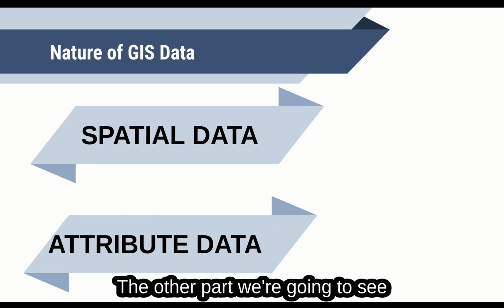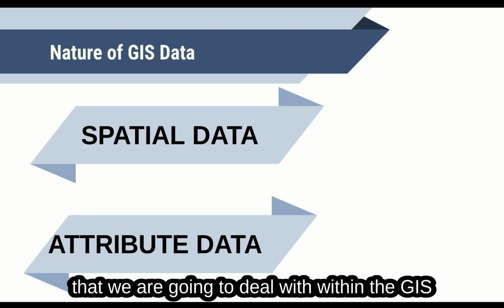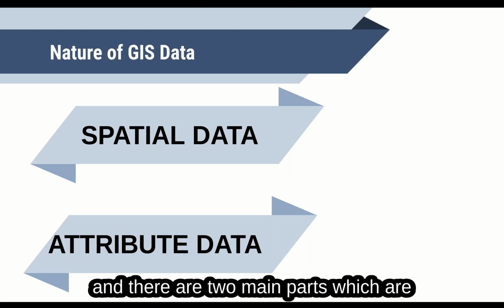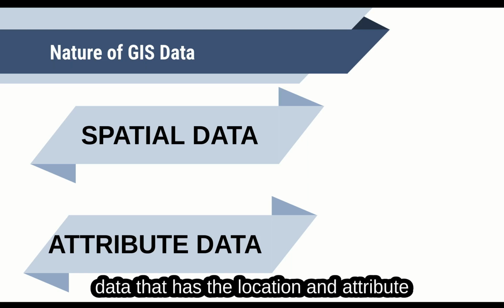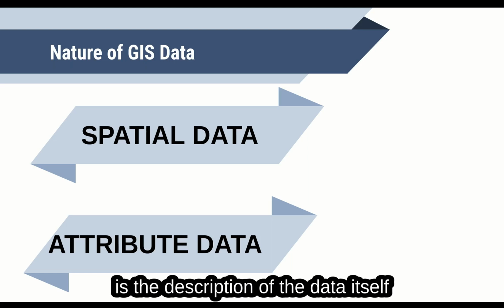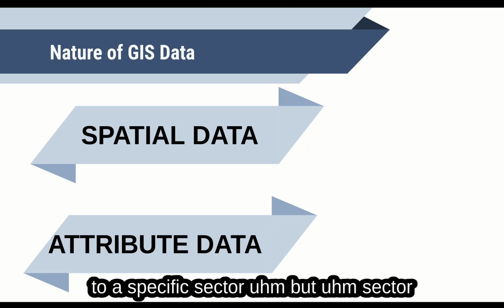The other part, we are going to see the nature of the data that we are going to deal with within the GIS. And there are two main parts, which is basically the spatial data and the attribute data. And as the name suggests, spatial data is data that has the location, and attribute is the description of the data itself.